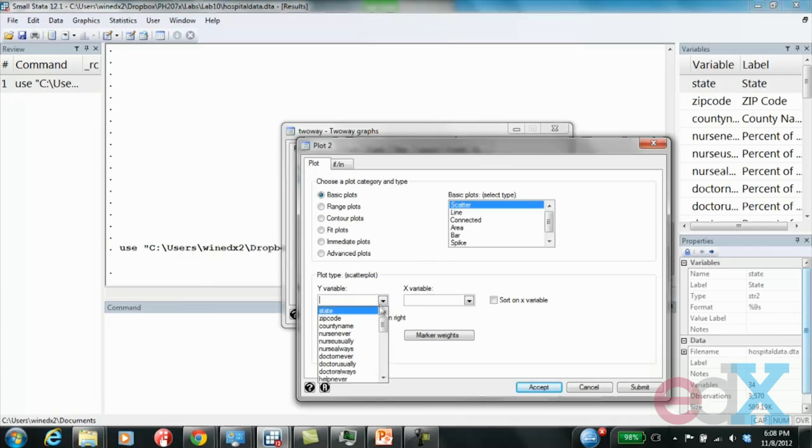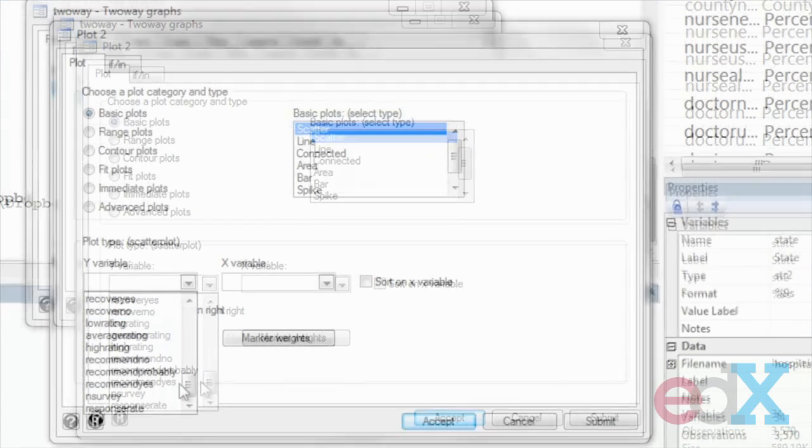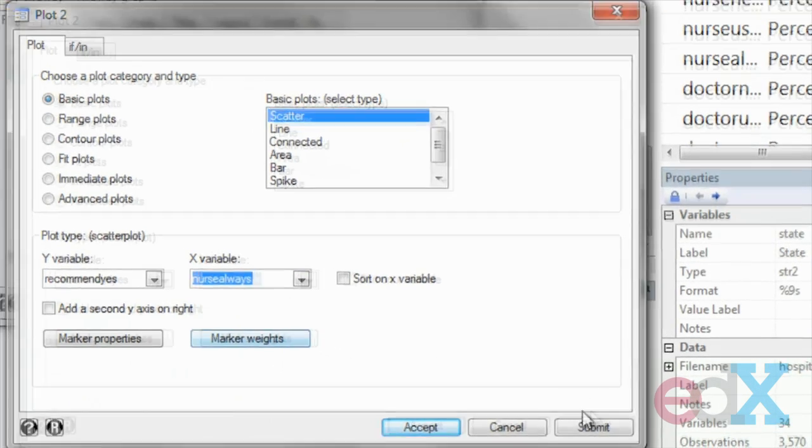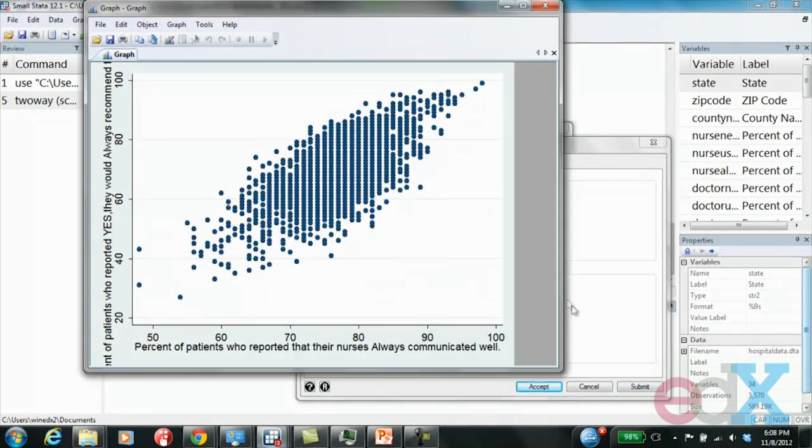Now the y variable I'm interested in is recommend yes. That was my outcome. The x variable is nurse always. Go ahead and hit submit, and we see a scatter plot of the explanatory variable versus the outcome. Looking at this scatter plot, it's pretty clear that there's some linear relationship between these two covariates. Let's go ahead and calculate the Pearson correlation coefficient.